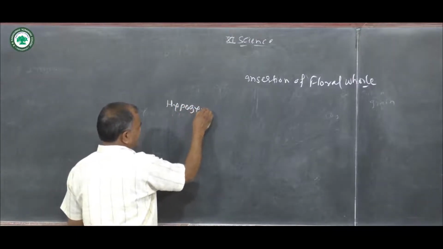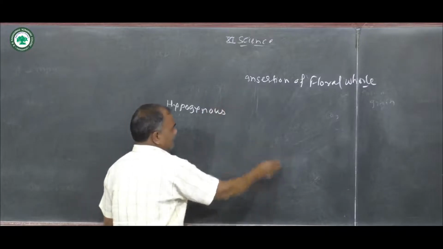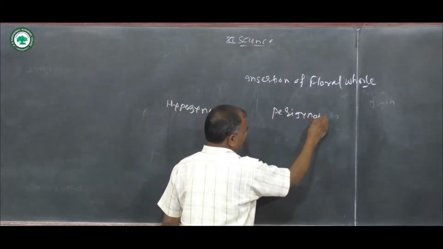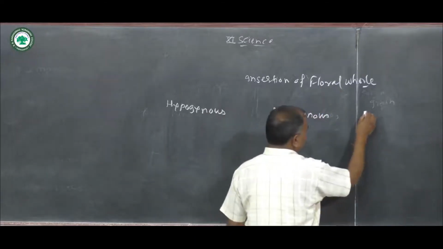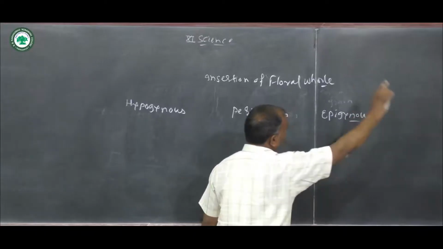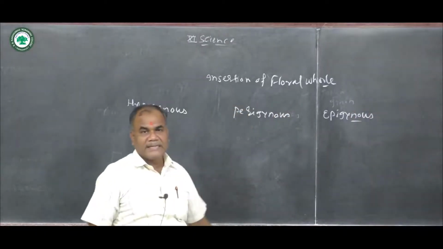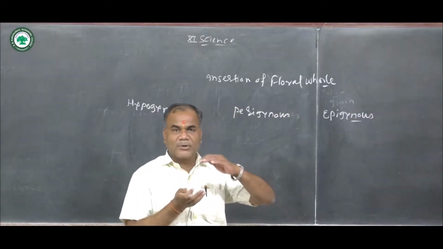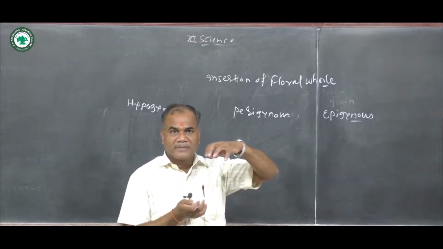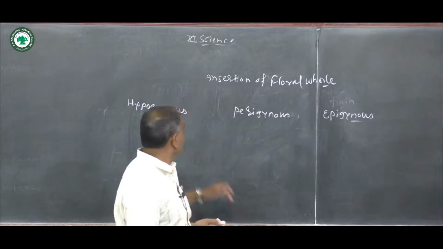If you compare these three whorls. Second is the perigynous. Last is the epigynous. What is insertion of floral whorls? It is the arrangement of calyx, corolla and androecium on the flower in relation to the central part, the gynoecium.